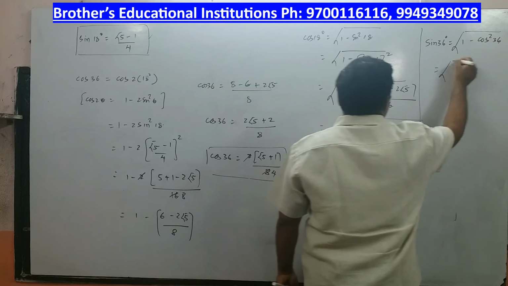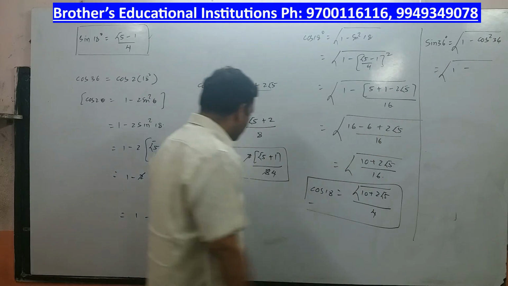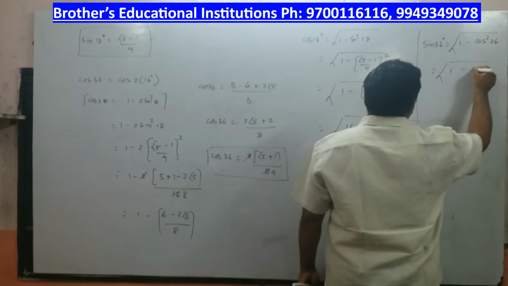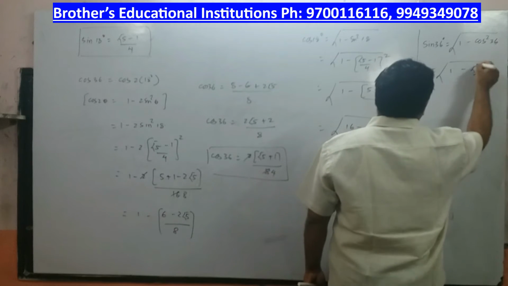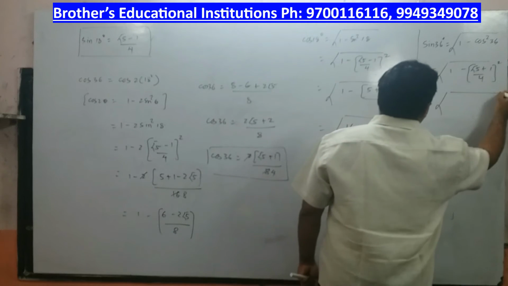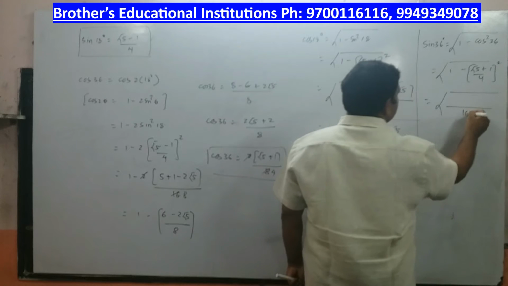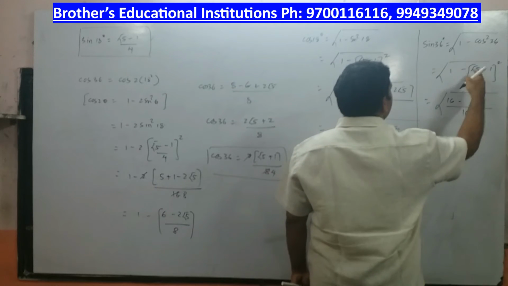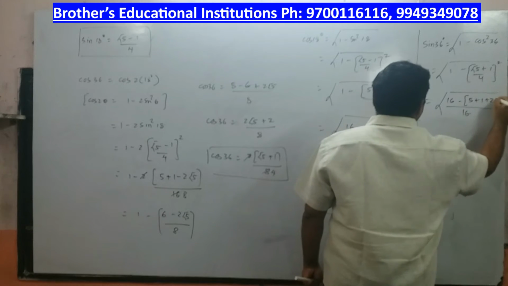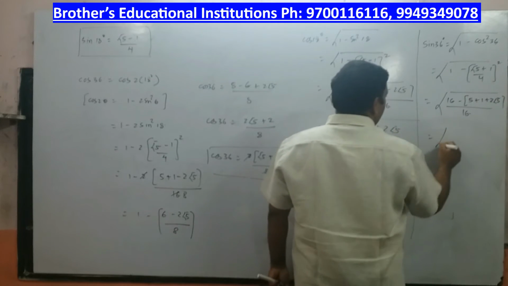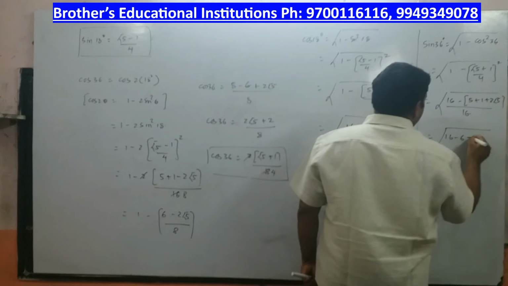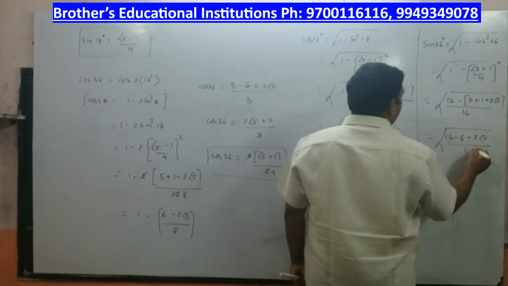So it is under root of 1 minus, what is cos 36 value you got? Root 5 plus 1 by 4. So cos 36 value is root 5 plus 1 by 4 whole square, and then 4 square is 16. 16 ones are 16. What is a minus b whole square? A square plus b square plus 2ab. Or rather, for (root 5 plus 1) whole square: 5 plus 1, 6, plus 2 root 5, by 16. So it is under root of 16 minus 6 minus 2 root 5 by 16.